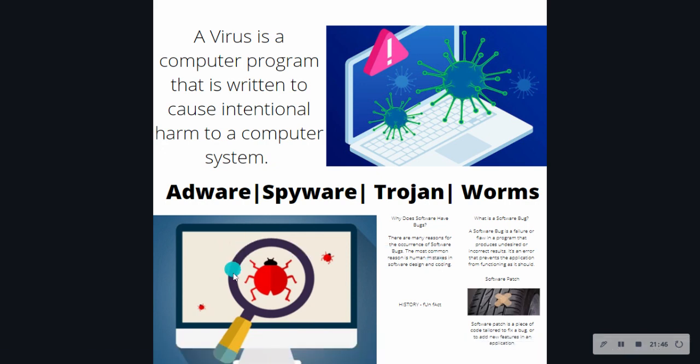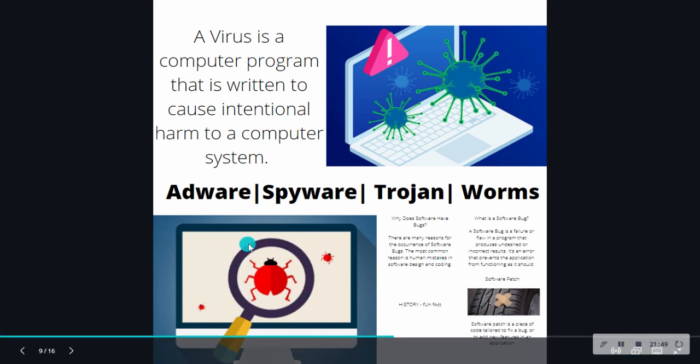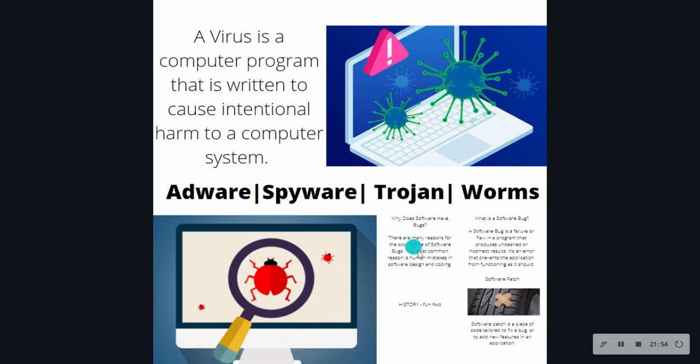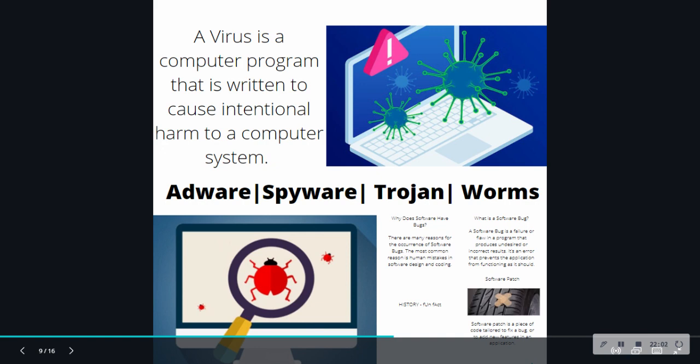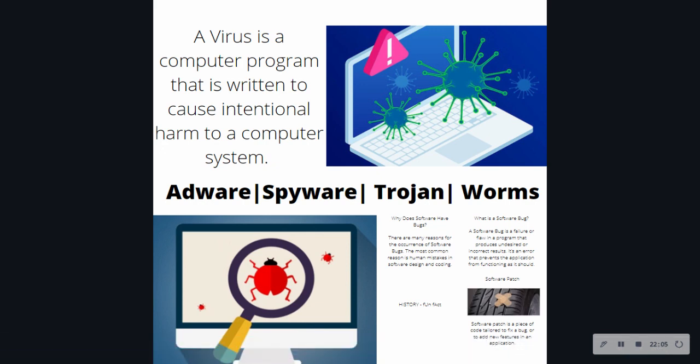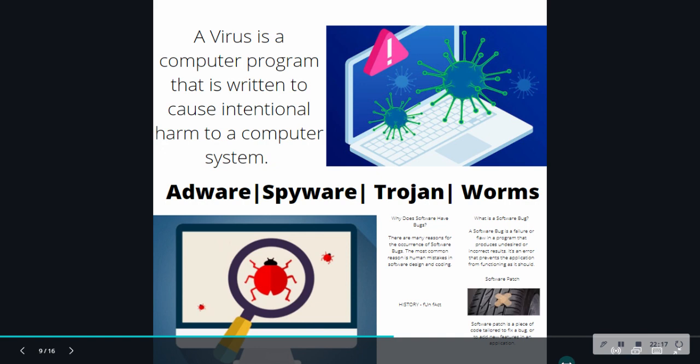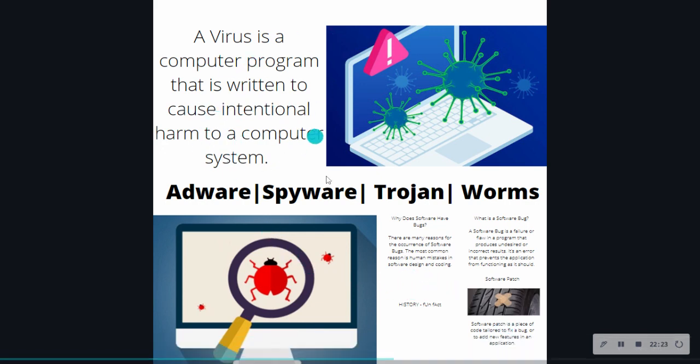Then we're moving along. You will see there's a little bug that's been inspected by a magnifying glass. And so we're going to talk about software bugs now. Software bugs are different from a virus in the sense that it's not originally written to cause intentional harm. However, unfortunately, sometimes it does cause harm, but it's because of human failure and error rather than somebody sitting and thinking out something to write in a software form.